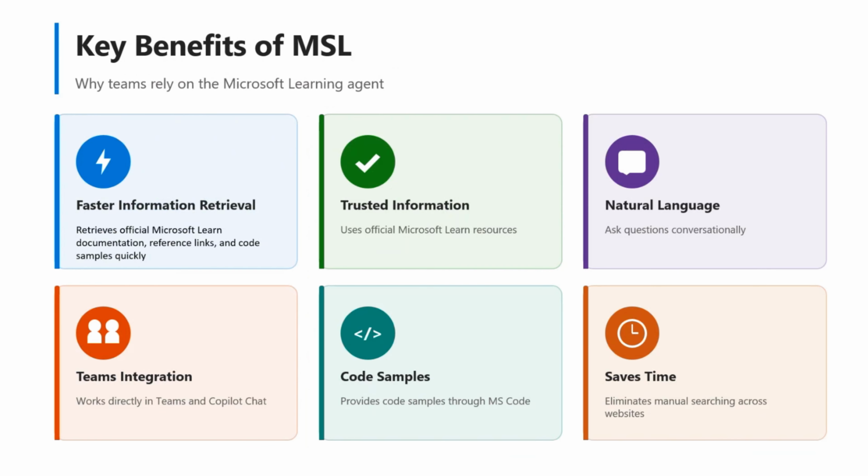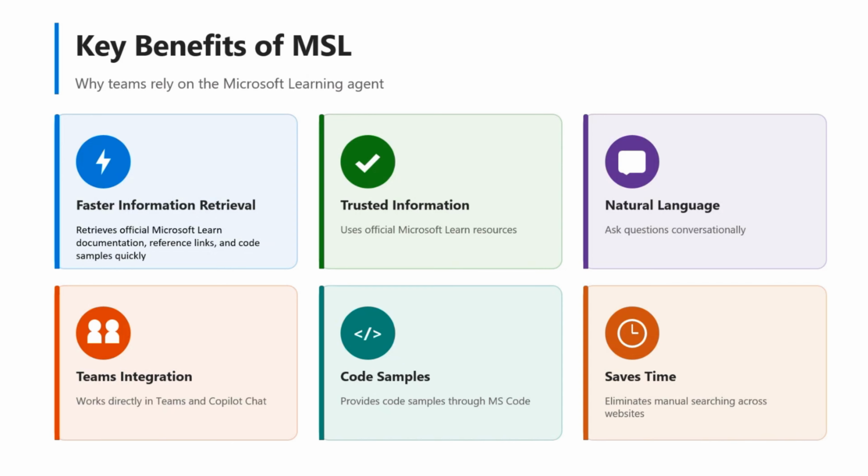So now that we have seen how the MSL agent works, let's look at the value it brings to the user. One of the biggest advantages of the MSL agent is that it makes finding Microsoft information much faster. Instead of spending time searching across different websites, the user can simply ask a question, and instantly receive the relevant document, reference URL, and code sample.